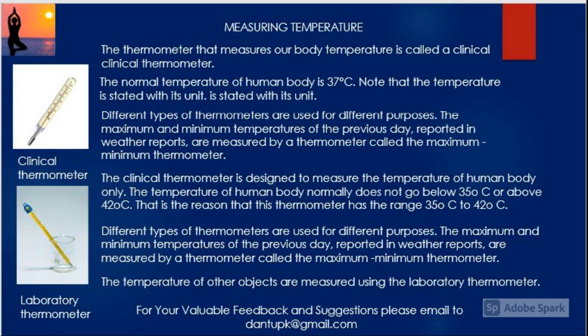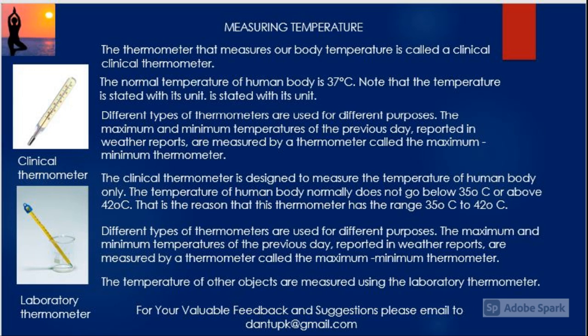You can also find a scale on the thermometer. The scale we use is Celsius scale, indicated by degrees centigrade. A clinical thermometer reads temperature from 35 degrees to 42 degrees centigrade. The normal temperature of human body is 37 degrees centigrade. Hence, we use a clinical thermometer to measure the temperature of a human body.